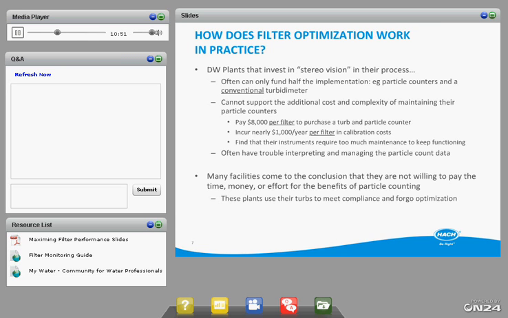And so because of that, many facilities end up coming to the conclusion that they simply do not have the time, the money, or the ability to provide the ongoing effort to reap the benefits of particle counting, and thus just use their regulatory turbs such as the 1720E to meet their basic compliance needs.